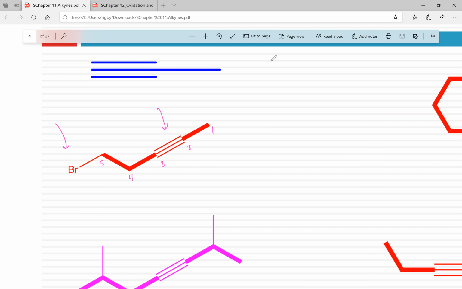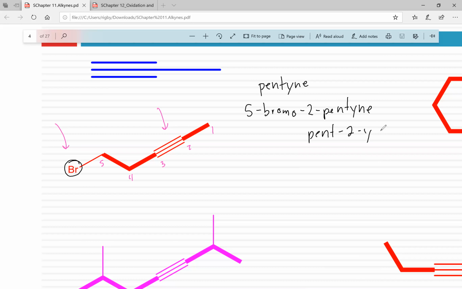So I'm just going to write out that parent name. So this parent name would be pent, and then YNE because we have a triple bond. And then we see here, oh, we have a bromine on 5, and our triple bond is on 2. So we have 5-bromo, and some people will say 2-pentyne. You could also say instead pent-2-yne, but both of these are correct, okay?